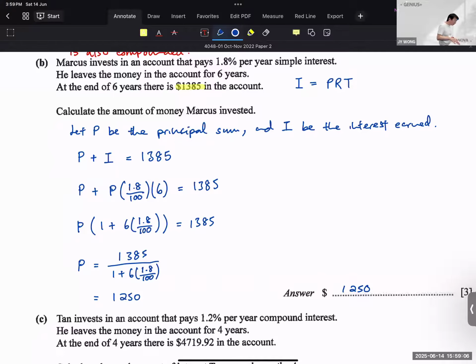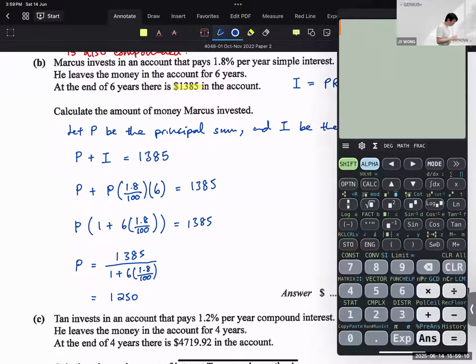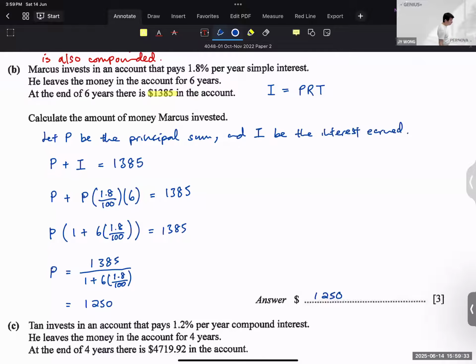Okay? You want to calculate whether you are correct. It is 1.8% over 6 years, right? So you take your principal sum, which is 1250 times 1.8 over 100, and times 6 years, you get your interest, 135, right? 135 plus 1250, do you get 1385? You do. So you know your answer is correct. That's how you work backwards to check whether your answer is correct if you want to.